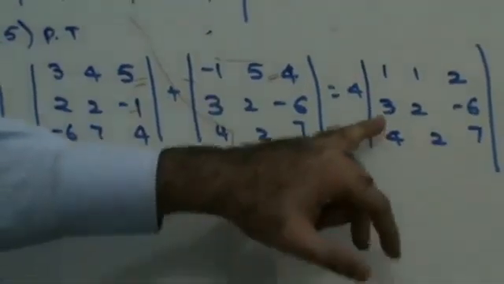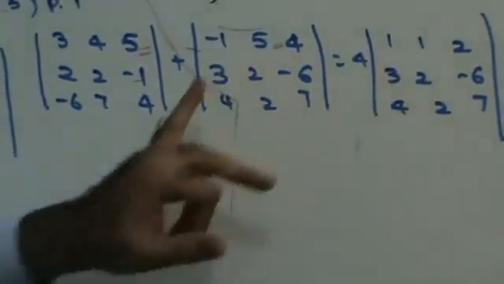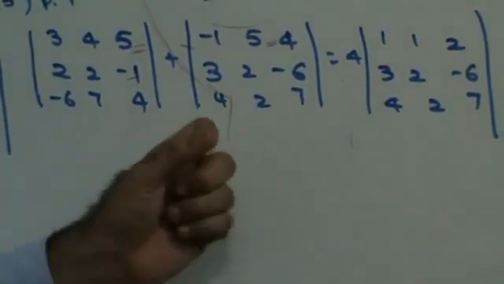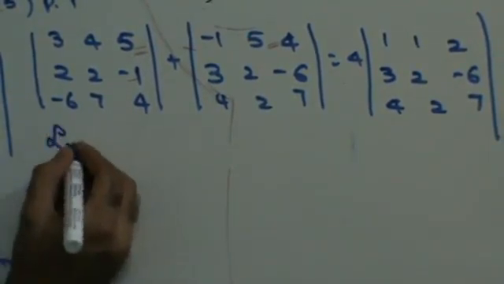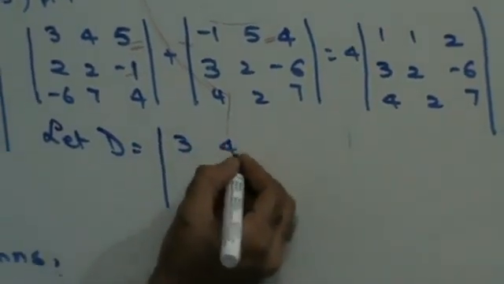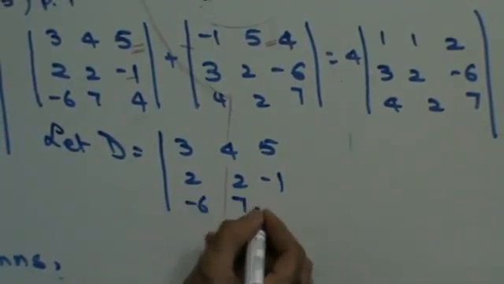Right? Now look at the right hand side. The second row is 3, 2, minus 6, the third row is 4, 2, 7. On the left hand side the second determinant also has the same thing, 3, 2, minus 6 and 4, 2, 7. Right? Now the problem is in the first determinant. So first I'll let the first determinant be equal to D: 3, 4, 5; 2, 2, minus 1; minus 6, 7, 4.